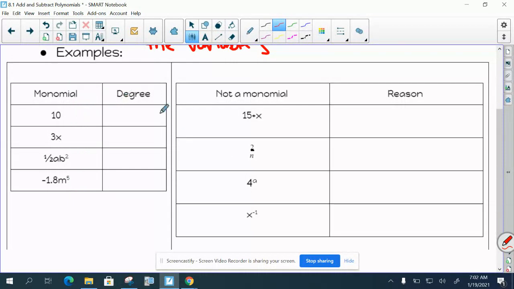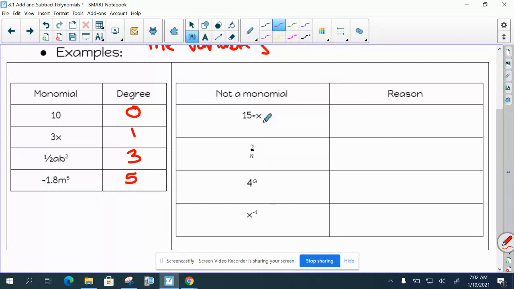Well, if it doesn't have a variable in it, then the degree would be 0. Here, x is being raised to the first power, so it's 1. Here we've got a to the first and b to the second, so 1 plus 2 would be 3. And then here you've got m to the fifth, and so that would be the degree of 5. Now the coefficient is negative or a decimal, that's fine, it's just the exponent can't be negative or a decimal.